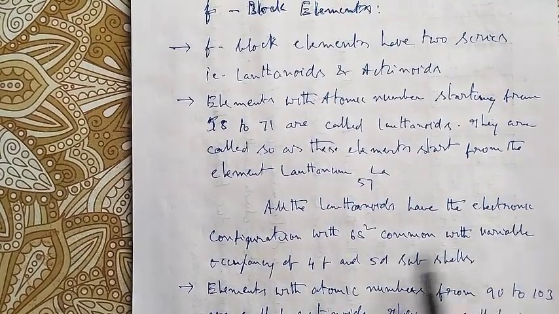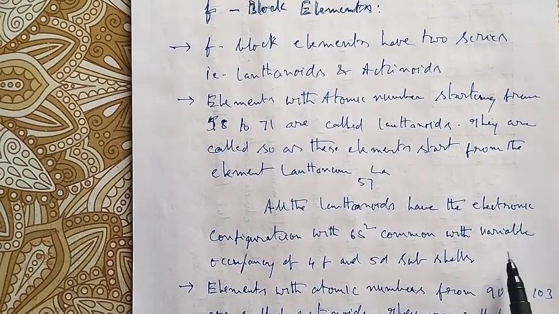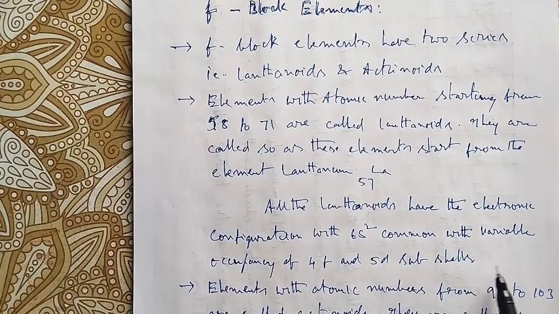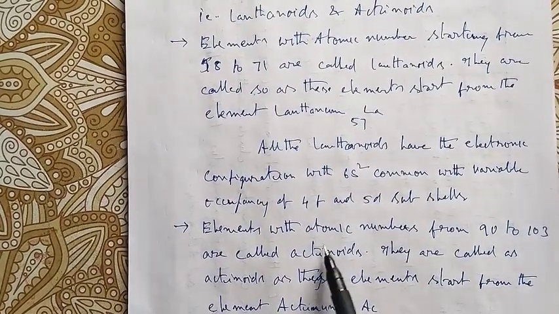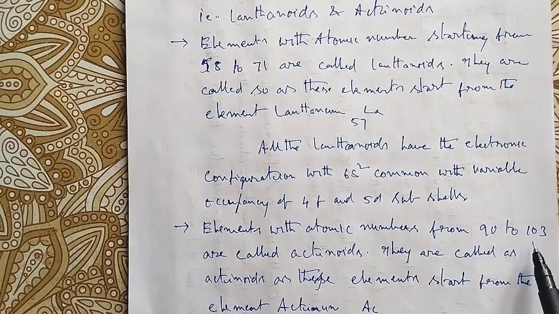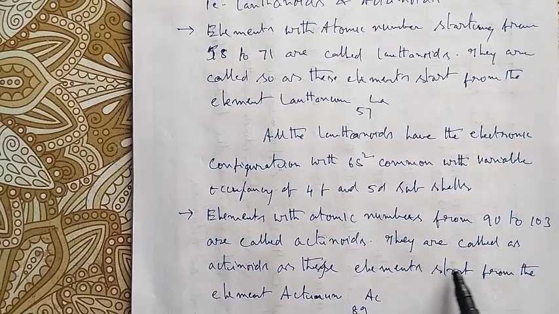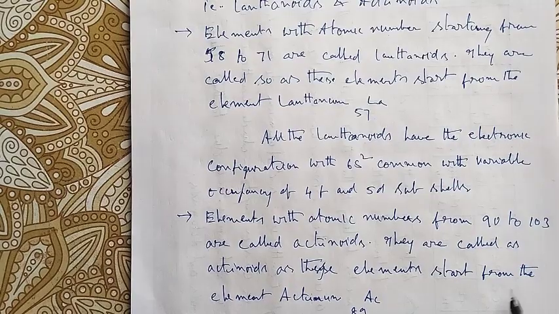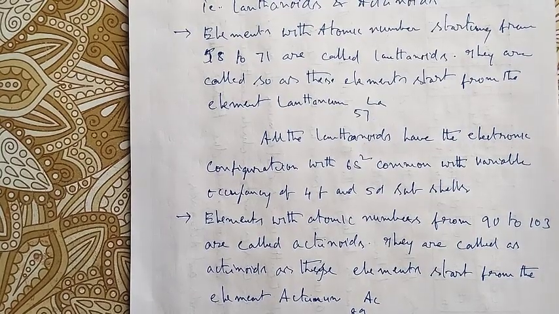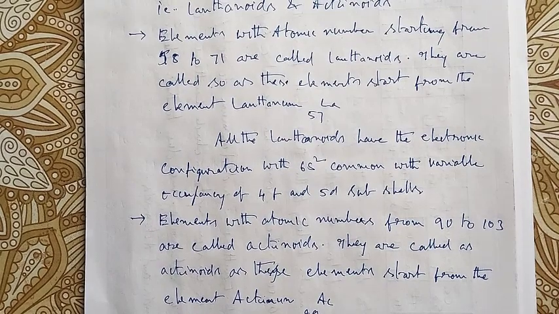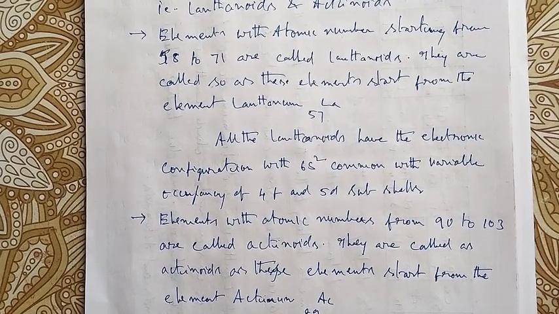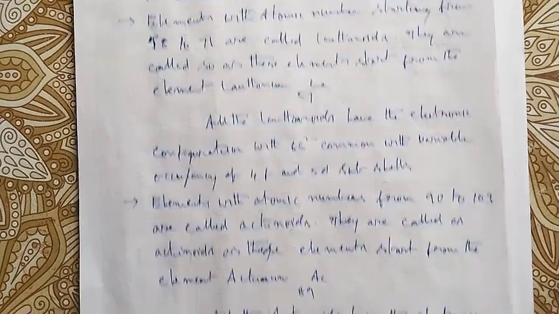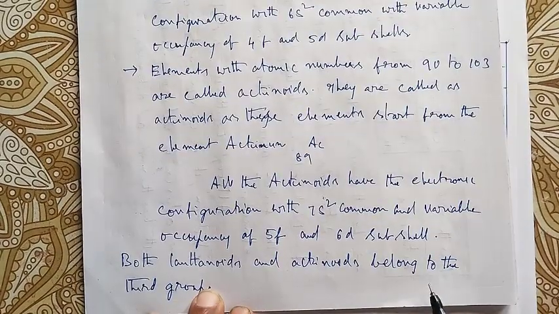All the lanthanides have electronic configuration with 6s2 common, with variable occupancy of 4f and 5d subshells with electrons. Elements with atomic numbers from 90 to 103 are called actinides. They are called actinides as these elements start from the element actinium with atomic number 89. All the actinides have the electronic configuration with 7s2 common and variable occupancy of 5f and 6d subshells with electrons. Both lanthanides and actinides belong to the third group.